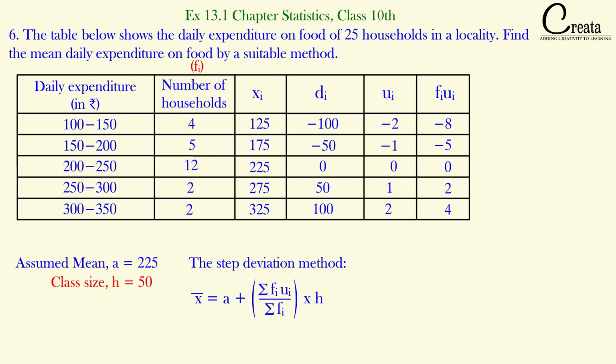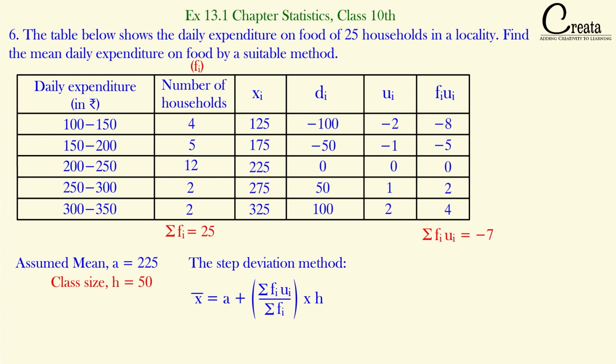Let's add all the values of Fi into Ui to get sum of Fi into Ui, which is minus 7. Let's also calculate sigma of Fi, that is addition of all the values of frequency, which is given as 25 households in the question. You can add also, you will get the answer as 25, that is sigma Fi.